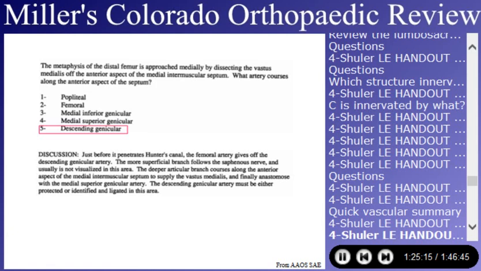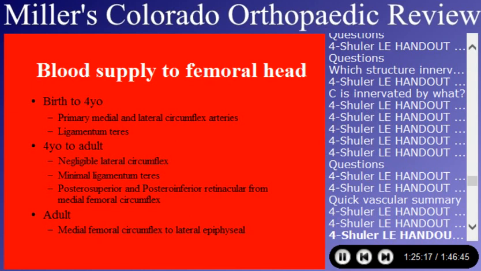Blood supply to the femoral head, key testable item, that's why I highlight in red. Birth to 4 years old, primary medial and lateral circumflex artery in addition to ligamentum teres. The test item always is this 4-year-old to adult. The reason this became a topic is because they started doing antegrade femoral nails in the pediatric population, and it resulted in osteonecrosis of the femoral head. The reason why is that the blood supply there is your posterior superior and posterior inferior retinacular from the medial femoral circumflex. The posterior superior was the one that was damaged in the antegrade femoral nail placement.